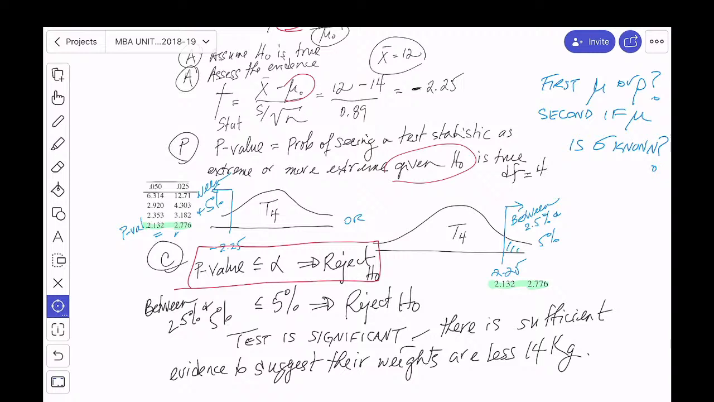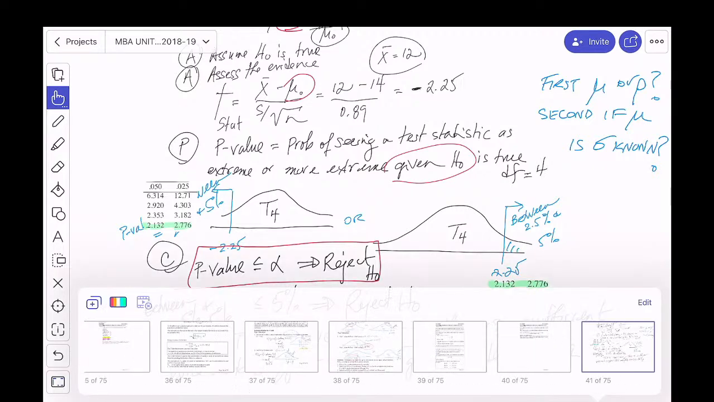The direction is determined by the alternative hypothesis. All right, so work with those. Let me know if you have any questions.